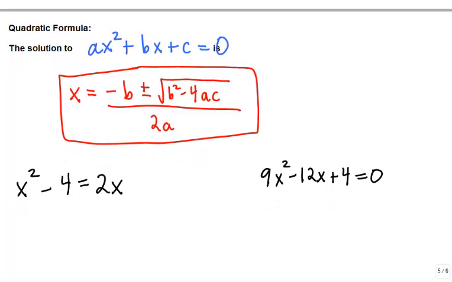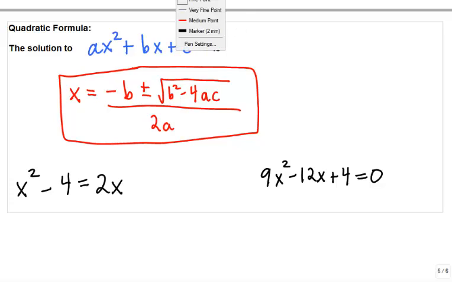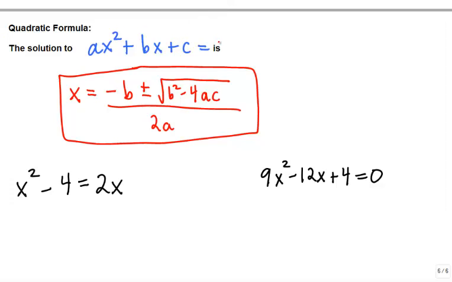Okay, so to finish off our notes for today, we're going to talk a little bit about what you do if something doesn't factor. What do you do if you get a quadratic equation, you've worked hard to set it to 0, but you can't get it to factor? How do you finish solving for x?